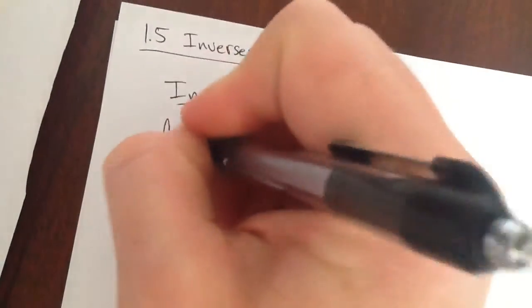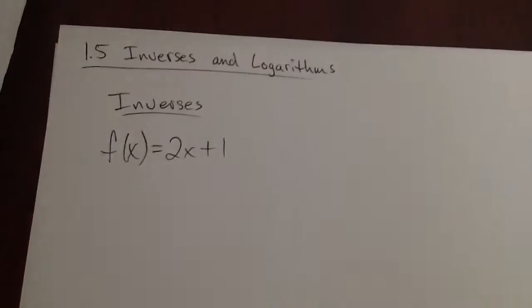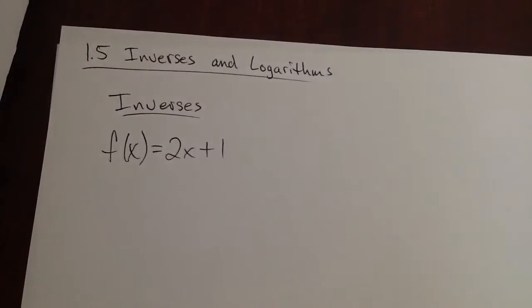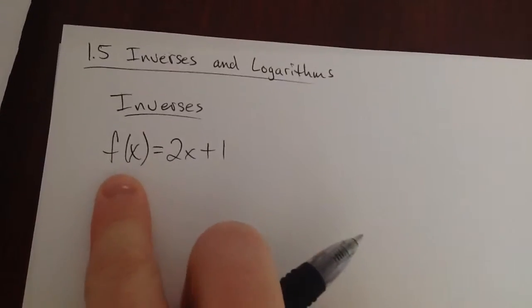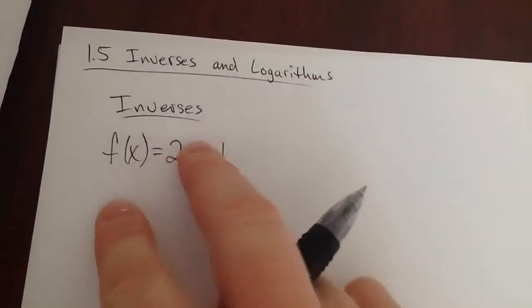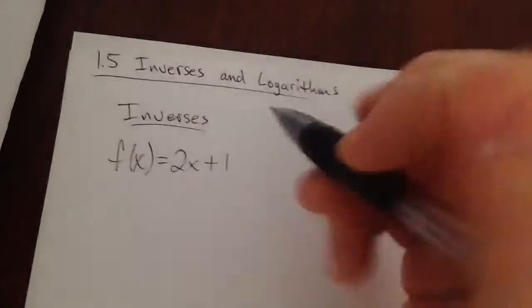So inverses of functions, remember inverse means like opposite. So these are like opposite functions of each other. They undo each other. So if we have any function, let's make one, 2x plus 1, just a basic line. We can look at the inverse of the equation itself, we can look at what an inverse looks like in the table, and we can look at what an inverse looks like in the graph, and they all connect.